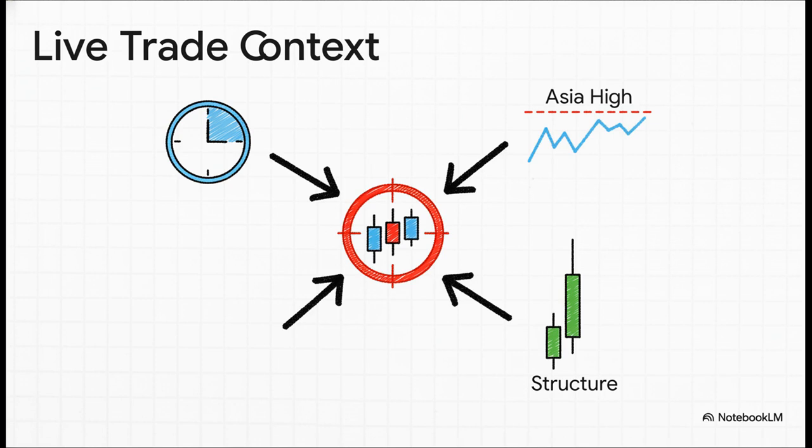The plan was to sell after price ran above a key level called the Asia high. But, and this is crucial, the setup was only valid during a very specific time window, the London Open, and it also had to line up with the structure of the hourly candle. See, it's not just about the tool, it's about the time, the level, and the structure all coming together.